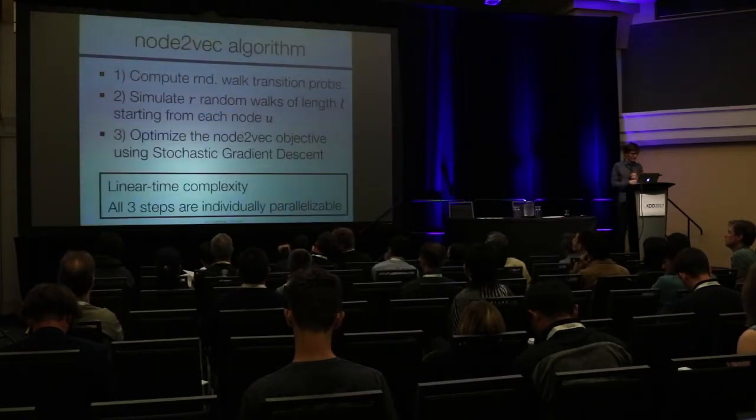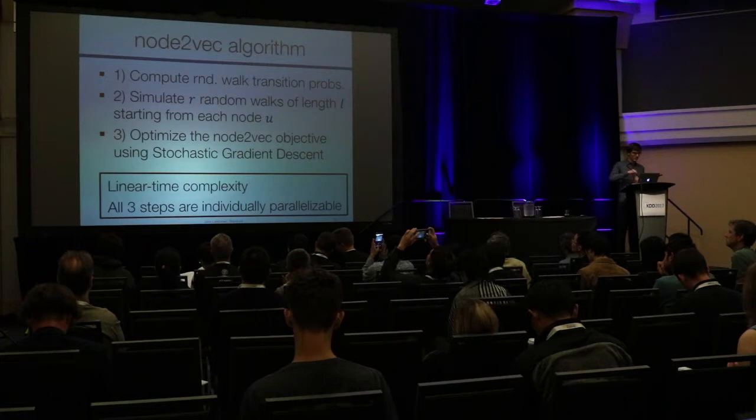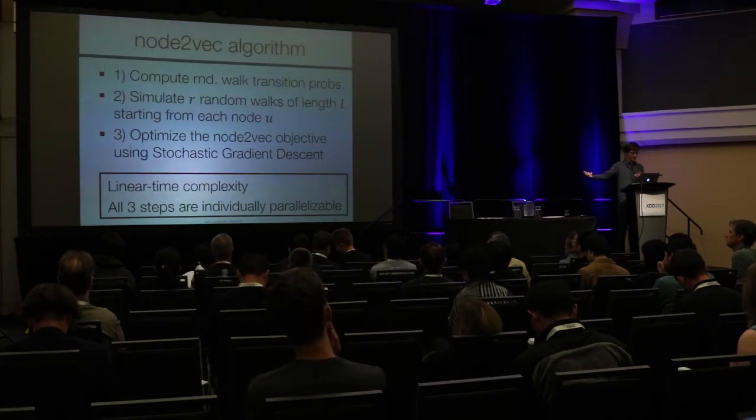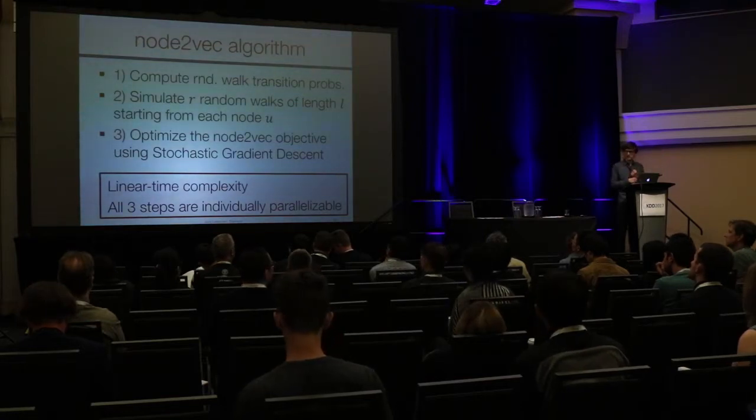Okay, so what's the algorithm? The algorithm is, first, in a pre-processing phase, you compute these random walk transition probabilities, and then for every node u, you simulate r random walks of length L, and this gives you the neighborhoods. And now that for every node you have those neighborhoods, you can execute that optimization equation that tries to predict who the nodes in your neighborhood are from the coordinates of the nodes. And this way you can learn the coordinates.